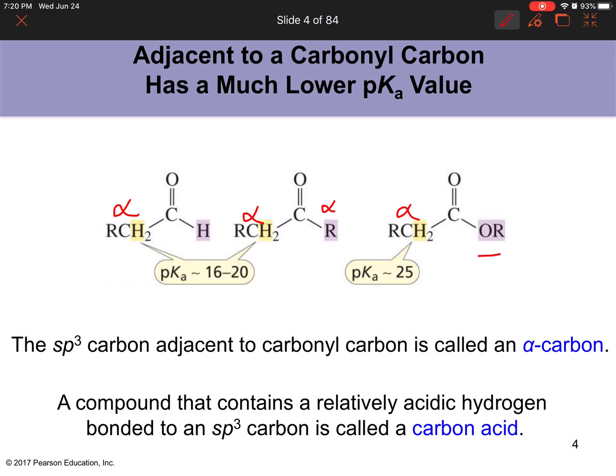A compound that contains a relatively acidic hydrogen bonded to an sp3 carbon is also called a carbon acid. So we can call these carbon acids. They are not in the same category as carboxylic acids, but we can call them carbon acids.